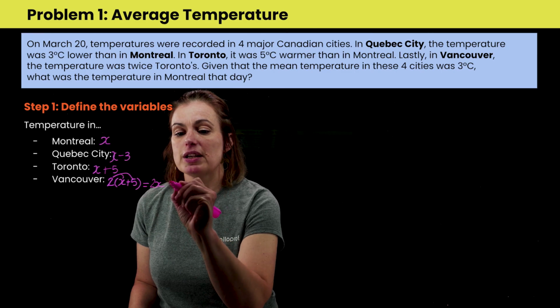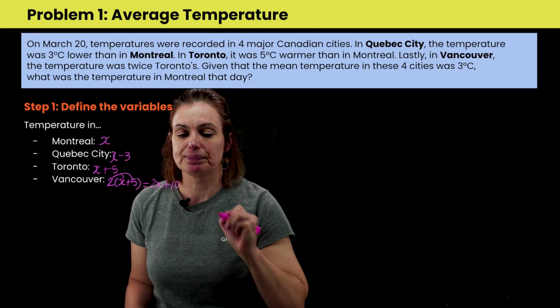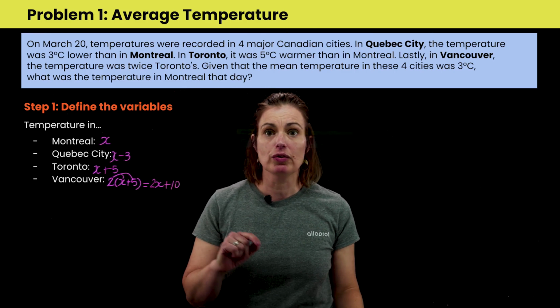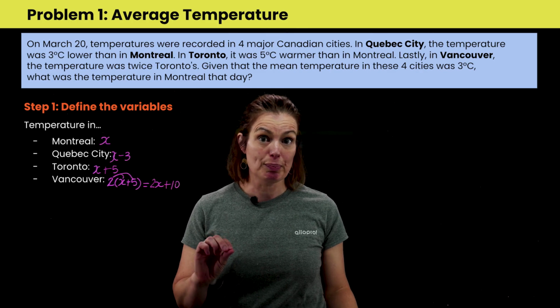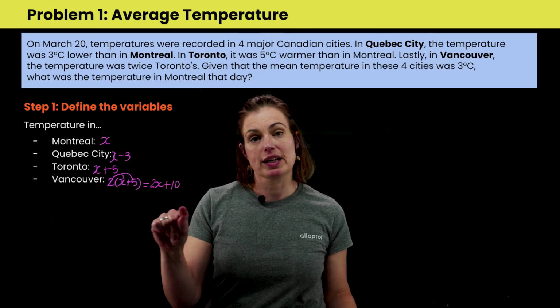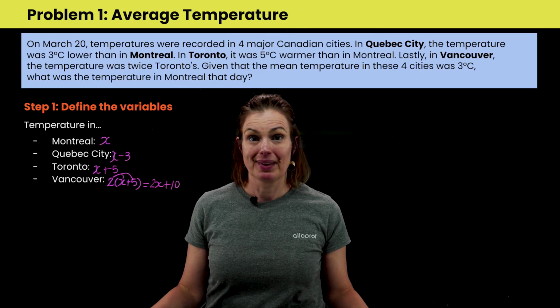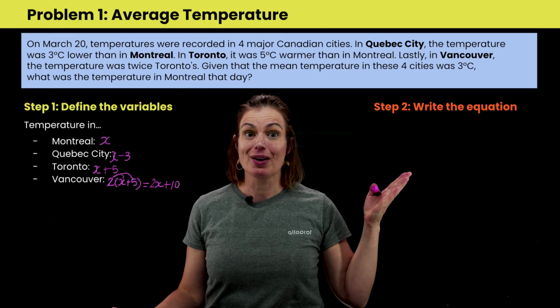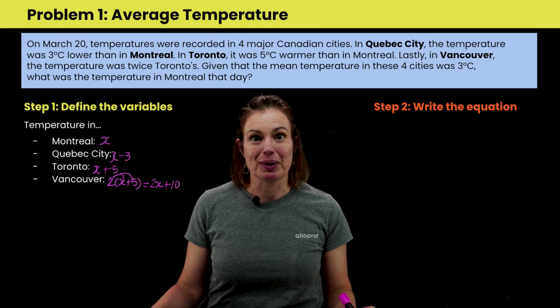And 2 multiplies by 5 to give me plus 10. So in Vancouver, the simplified algebraic expression to represent its temperature would be 2x plus 10. And now we're ready to write our equation. So this is the fun part.